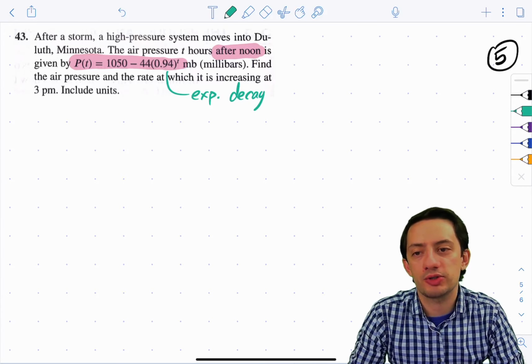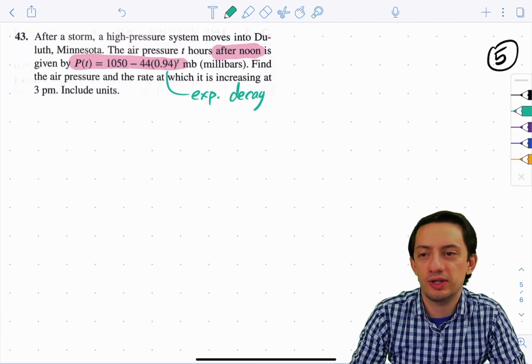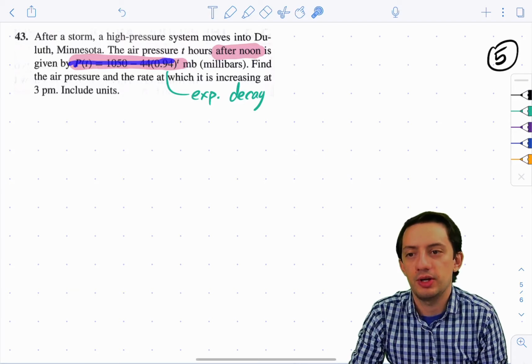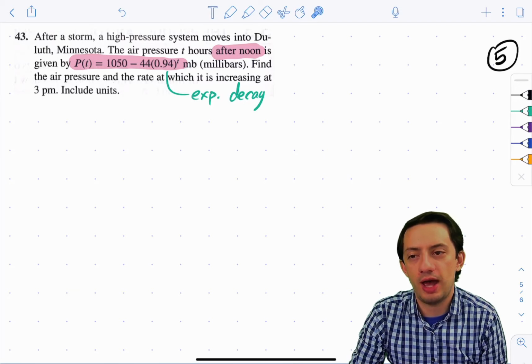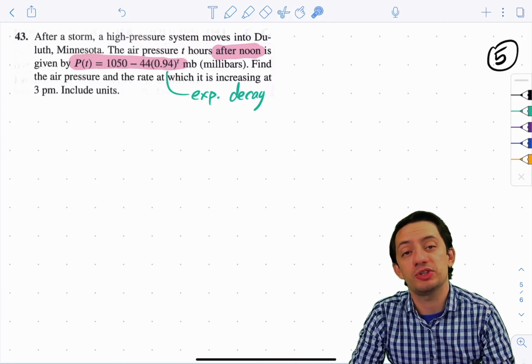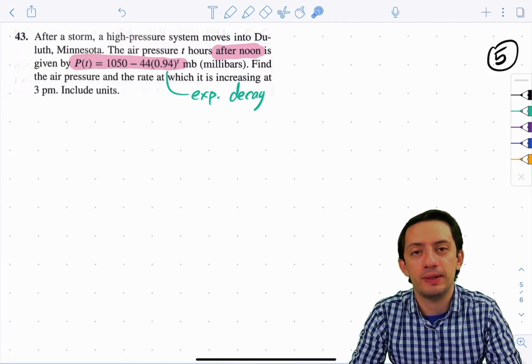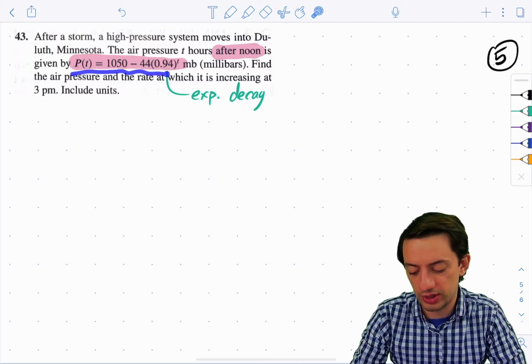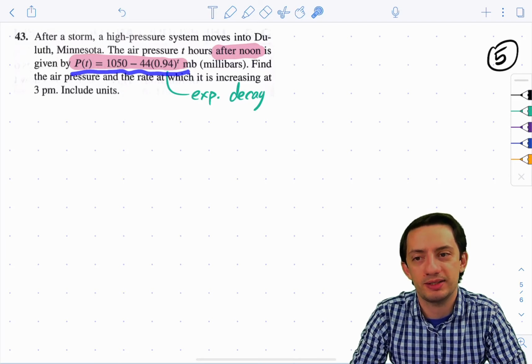Find the air pressure and the rate at which it's increasing at 3 p.m. So this function tells us the air pressure. They want us to figure out the air pressure at 3 and the rate at which it's changing. That's the derivative at 3. Now, before I do that, I want to think very vaguely about what this function looks like, which will help us check if our numbers make sense.